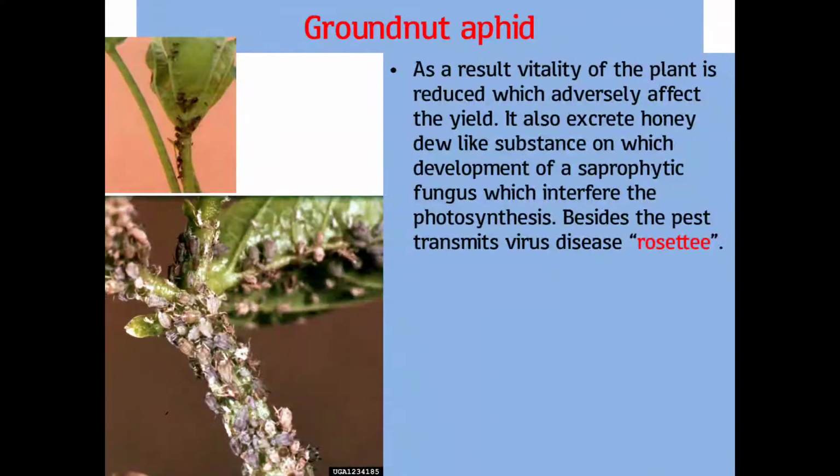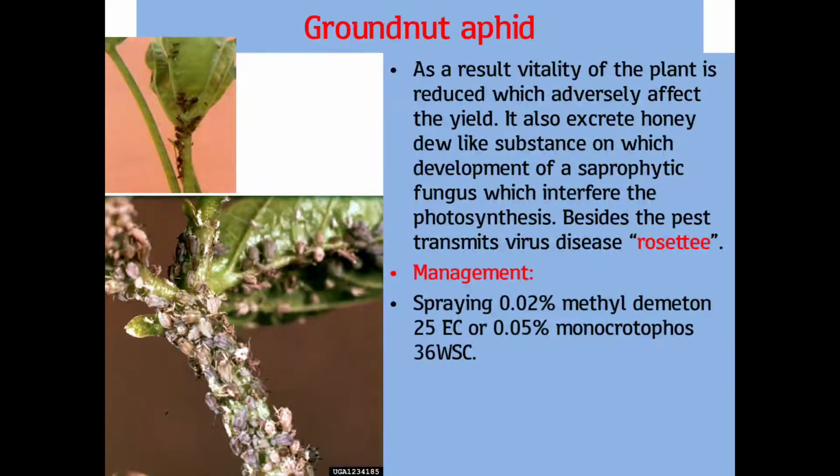After sucking the cell sap, the leaf color changes from green to yellow, and the infested plant shows different symptoms such as yellowing of leaves, browning of leaves, and the infested plant ultimately dries. And these nymphs and adults secrete a honeydew-like substance, on which black sooty mold, or Capnodium fungus, develops. It affects the photosynthesis and yield of the crop.